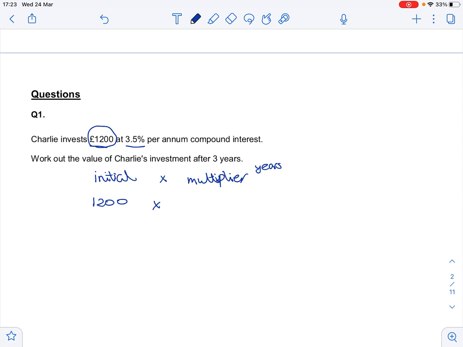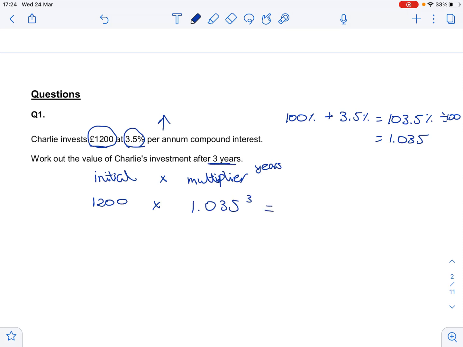Multiply the multiplier. To work out the multiplier, we always start with 100%. Since it's interest, it means it's going up, so we're going to add 3.5%. So our new amount is 103.5%. Then we need to convert that into a multiplier, which is a decimal. By dividing by 100, we have 1.035. So our multiplier is 1.035. Then to the power of years, which is 3 years.